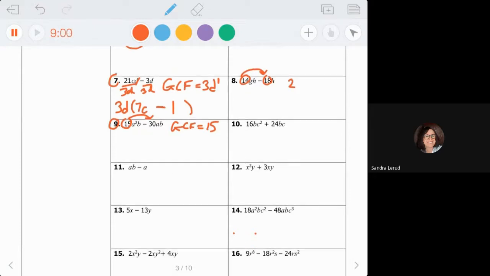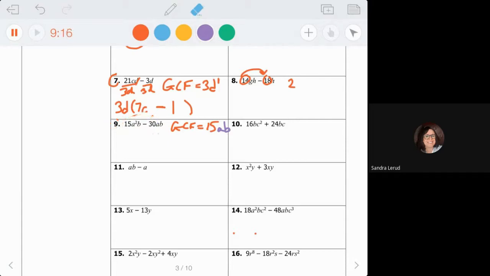So I can take a 15 out of both terms. They both have a's in them, but the smallest amount is a to the first. So that's all the second term can afford to give me. They each both have a b, and in particular, b to the first.